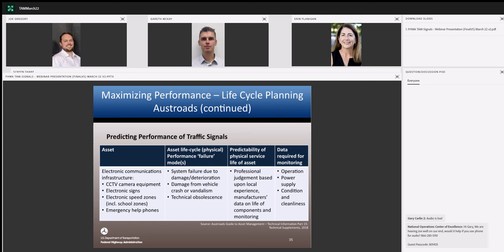And something that these Austroads guides do is they talk about a range, and there are many pages on all the different assets that they have. This example is for electronic communications infrastructure. They look at the asset, they look at the possible failure modes from a life cycle perspective. They then look at how they're going to predict the service life of those assets and the information that's required for monitoring and understanding that. So they're taking that first step in terms of recording, this is what we do and this is why.